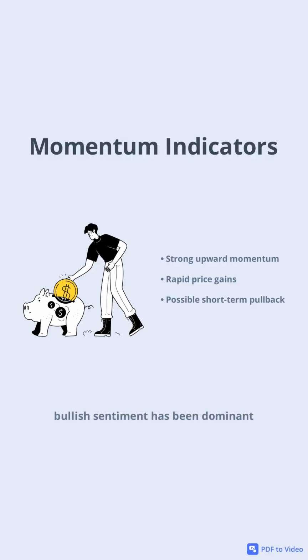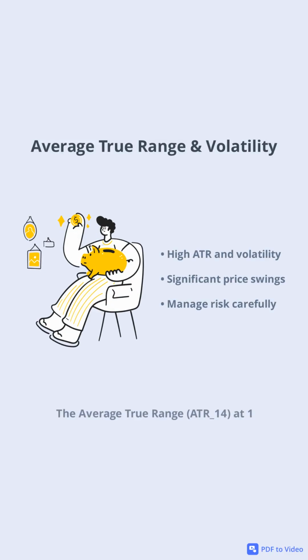These indicators suggest that bullish sentiment has been dominant, but such strong momentum can sometimes lead to short-term pullbacks as traders take profits. The average true range, ATR 14 at 1.1, and an ATR 14 at 13.37 indicate that ONDS has been experiencing high volatility. Volatility 30 at 10.77 and true volatility at 13.37 confirm that price swings have been significant. High volatility can present both risk and opportunity, so it's crucial for traders to manage their positions carefully during such periods.